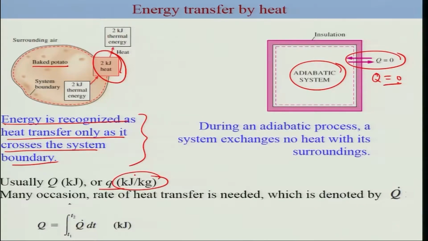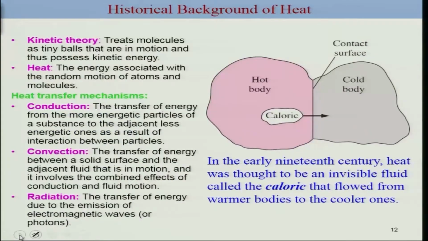If it is a rate of heat transfer, then we are going to use Q dot. In such a case, you can integrate to get the amount of heat. If you want to find the total heat transfer between t1 and t2, you just have to integrate Q dot over time. All right, so let me end this lecture with this background of heat.